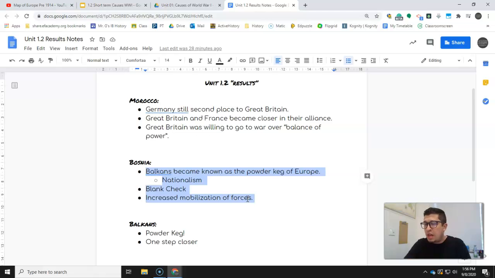It was only a matter of time until the Balkans blew up in a war because there were so many ethnicities there, so many different forms of nationalism, and everyone thought that they were the best. Someone had to prove themselves as the best, and it was only a matter of time until we erupted into war with someone trying to prove themselves.